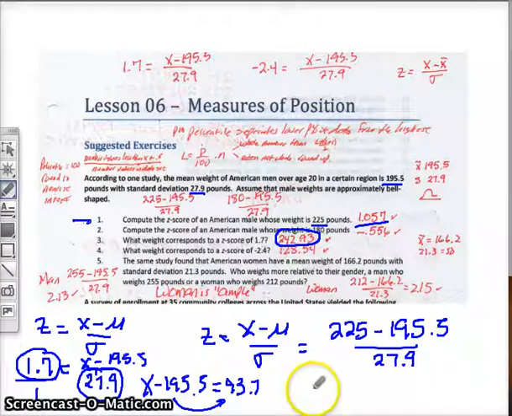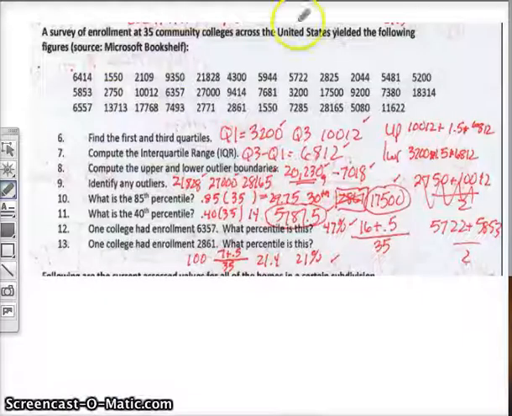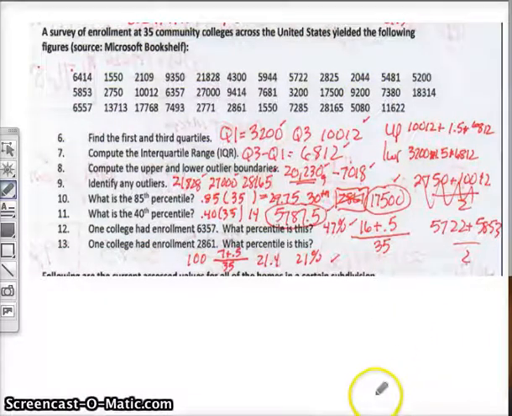All right. Now let's go to the next page of problems. In this particular set of problems, and I think this is where some of you had a difficulty, you had to look at the data, find the quartiles, the outliers, and then find the percentiles, and then find out what number is what percentile. So we'll do a little bit of this information.